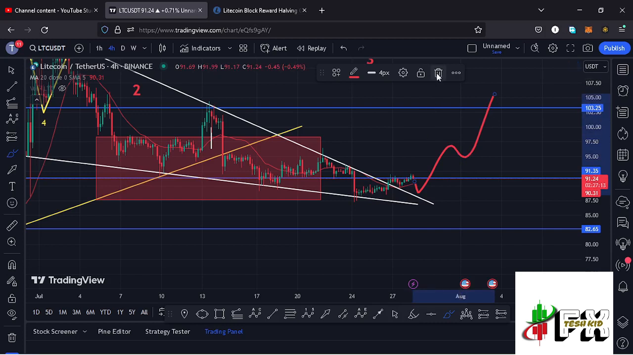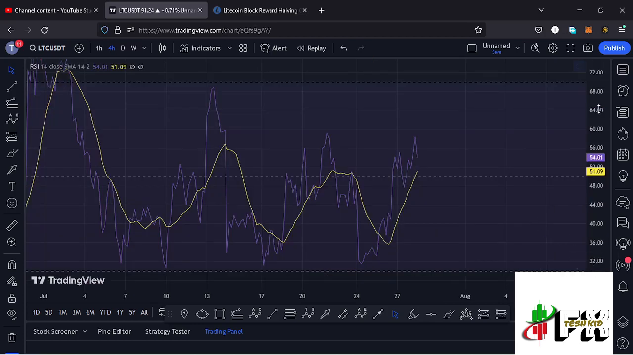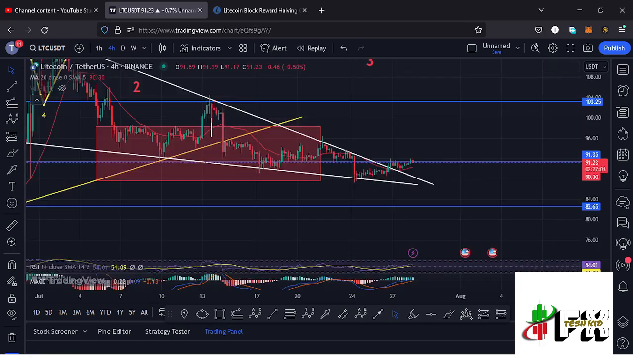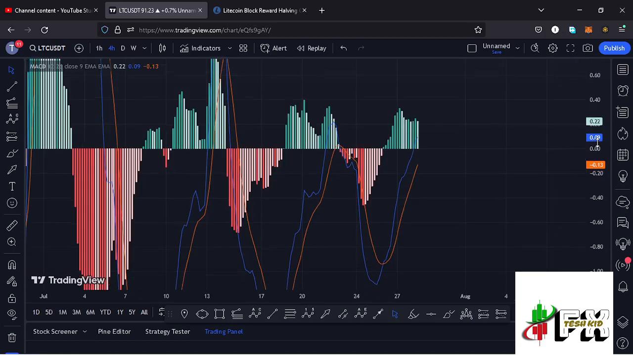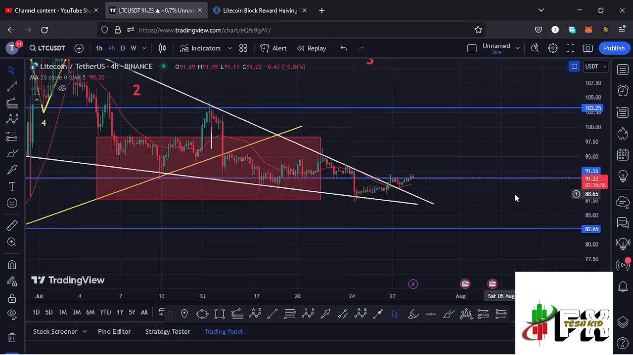So that is what I'm keeping my eyes on the Litecoin chart ahead of the Litecoin halving event. Also taking a look at the indicators, on the RSI we are trading at around the 54 mark. On the MACD, we have been able to print a bullish cross, fully supporting higher prices. So let's be patient and see how that plays out, and I will be keeping you up to date.